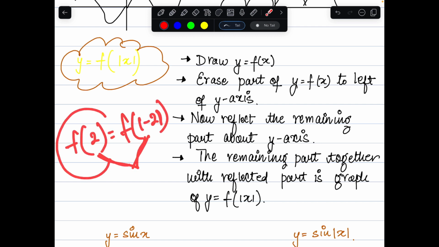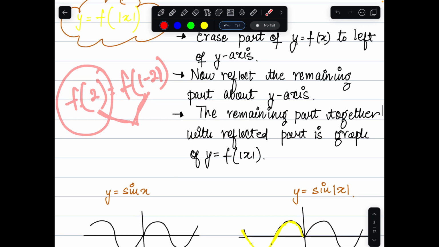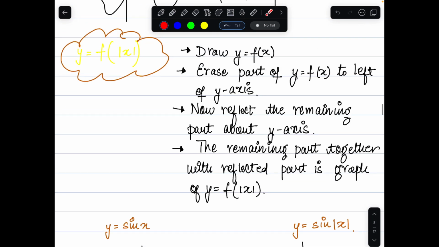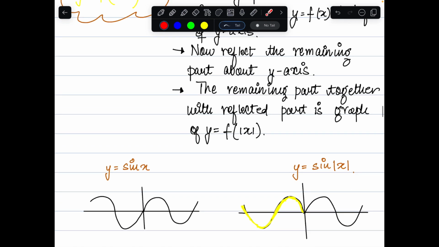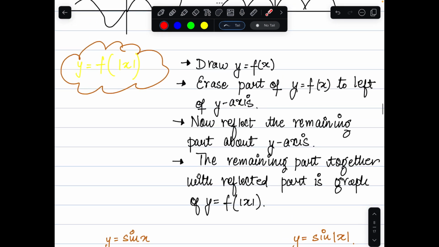So what if I just get the value of f of 2 and the same value I will put for f of minus 2? That also works. That means what I am going to do is I will just consider the value of the function for the positive x axis. And then if I reflect it about y axis, I will end up with the same graph as this, and each value at x and minus x will be same. Let us go through this.